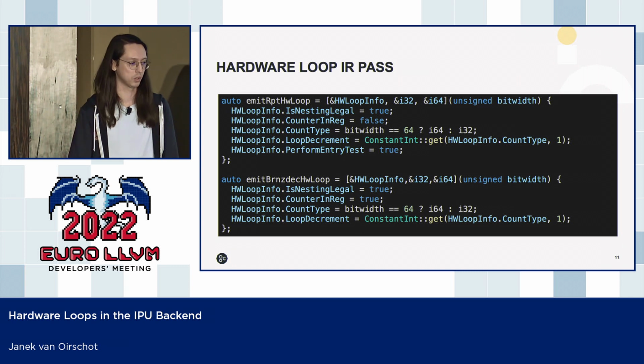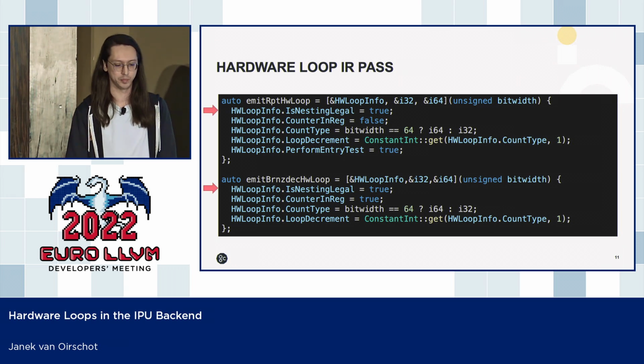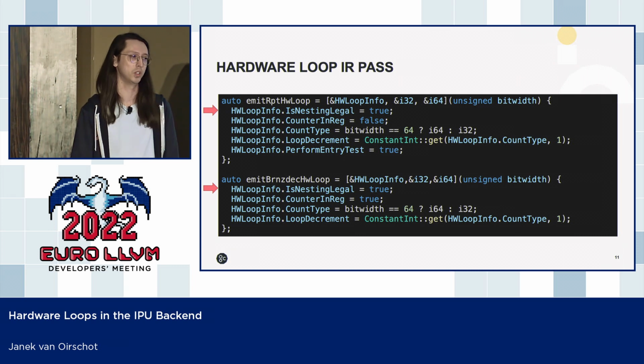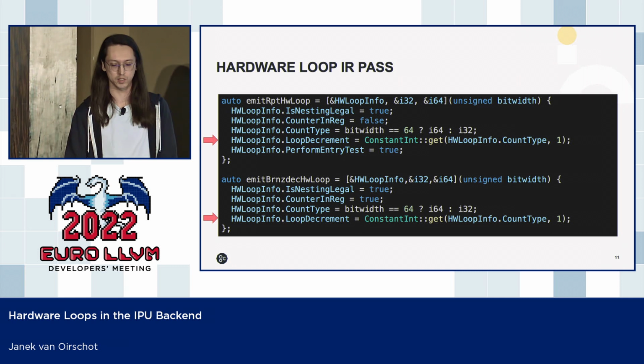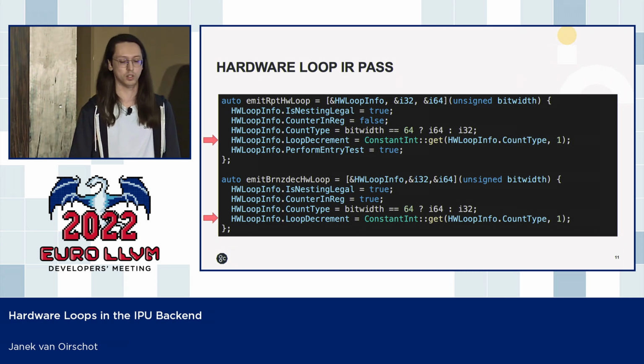So here we have the actual code that populates this struct. First off, we have the is nested legal. That one is technically true for both. We just have to make sure that in the repeat case, it is the innermost loop. Then the counter register, to denote whether the induction variable is hidden within a register or a user accessible register. Then the count type, which is really I64 or I32, depending on the bit width.